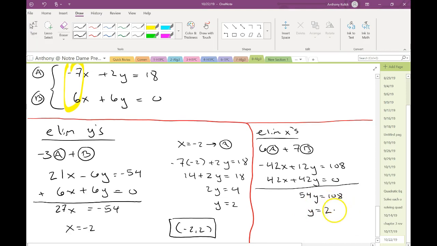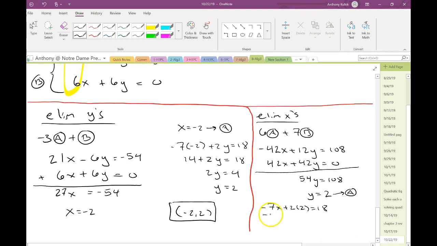And then to find the x, I can plug that back into either equation. Let's just plug it into equation A. So 2 times 2 is 4. When I subtract 4 from both sides, I get 14. And when I divide both sides by -7, I get -2. So I have the point -2, 2.